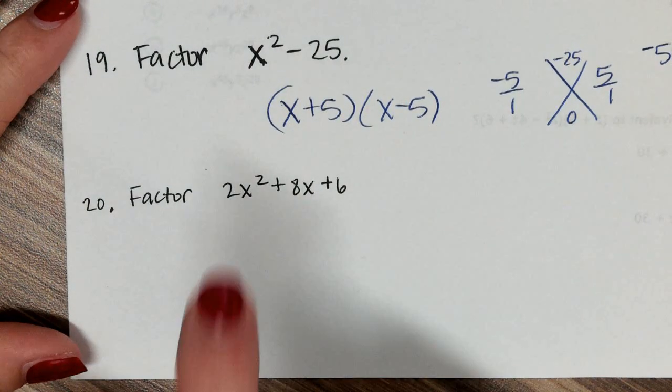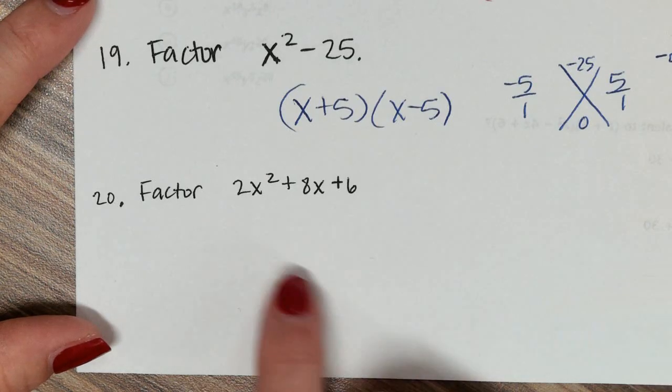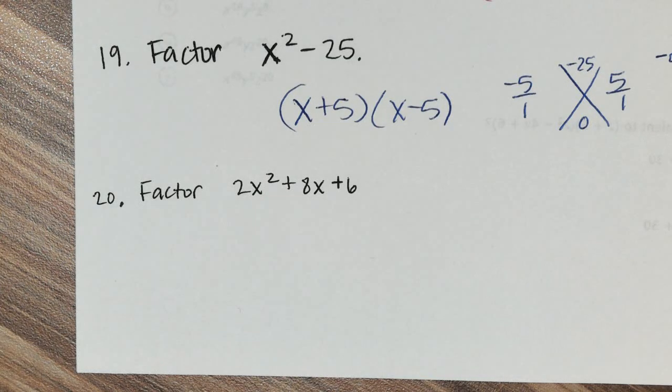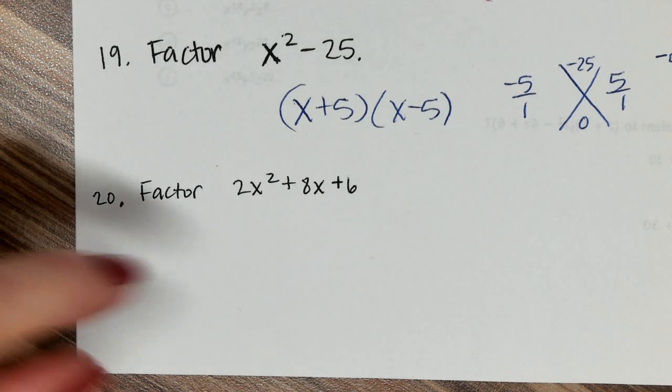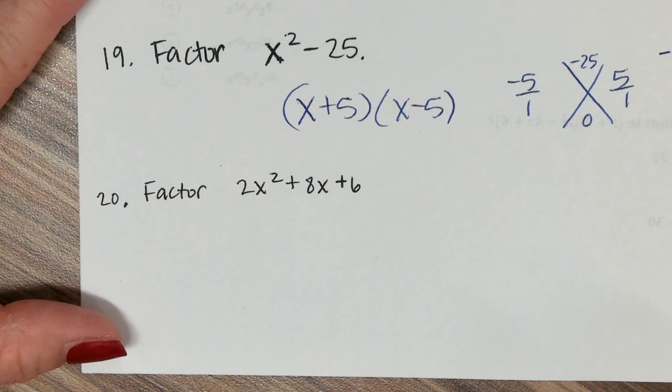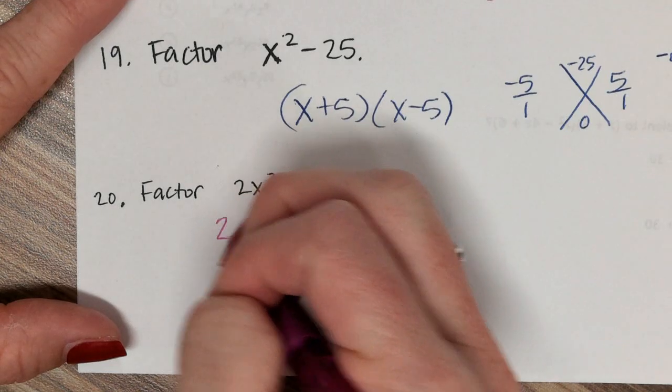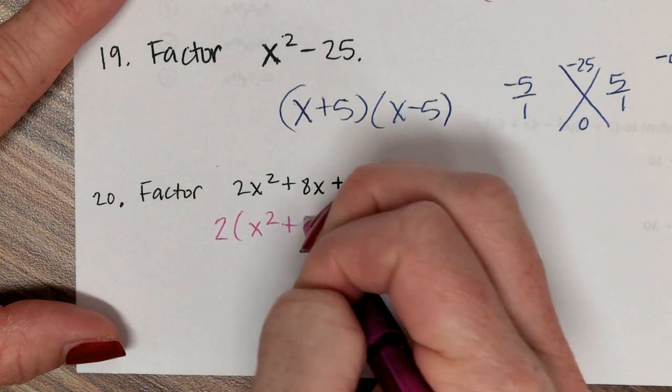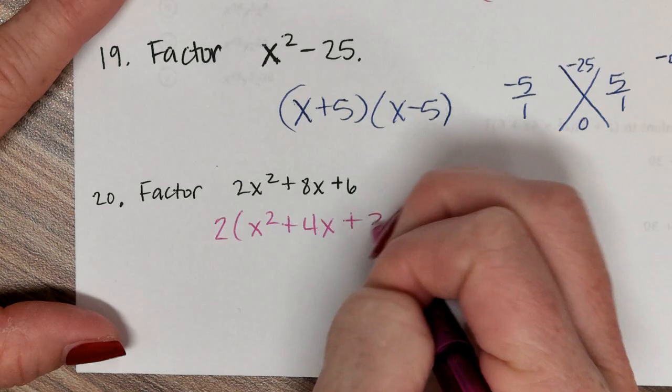Okay, tell me about this last one. If I wanted to factor this, what is the first thing I have to do? Pull out the greatest common factor. And I think number 1 on your CBA is like this tomorrow. You have to pull out the greatest common factor. If you don't, it's not going to work. So what is the greatest common factor between these 3 terms? 2. So if I pull out a 2, I'm left with x squared plus 4x plus 3.